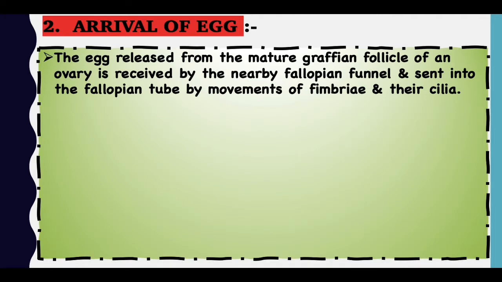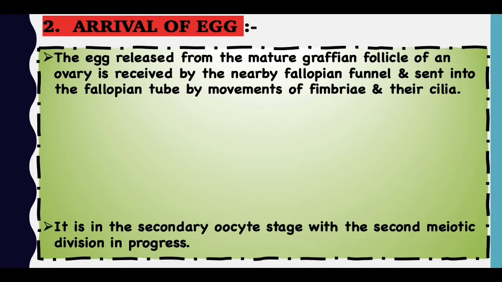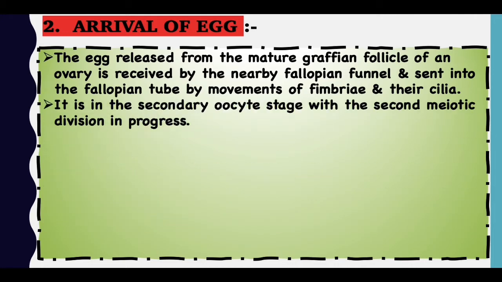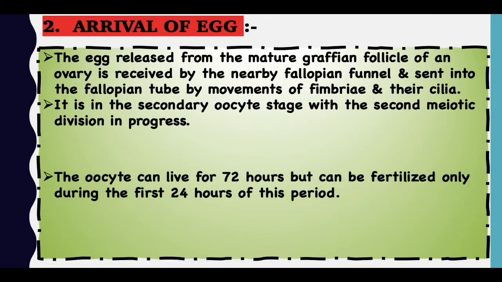Now the arrival of the egg. The egg released from the mature Graafian follicle of an ovary is received by the nearby fallopian funnel and sent into the fallopian tube by the movements of the fimbriae and their cilia. It is in the secondary oocyte stage with the second meiotic division in progress.